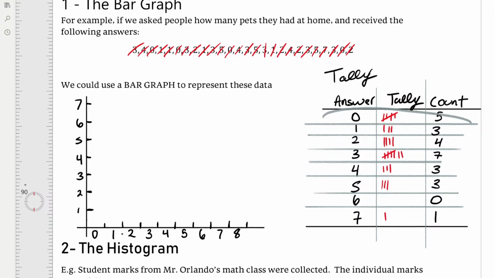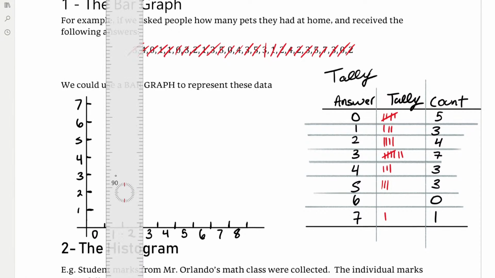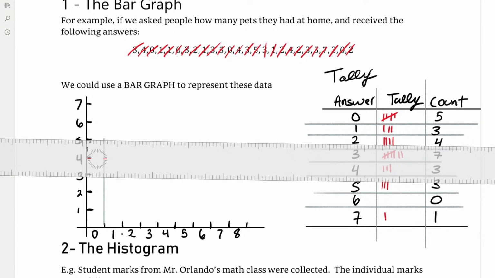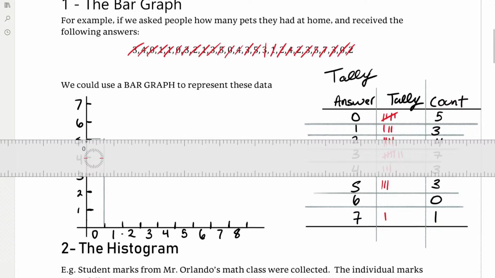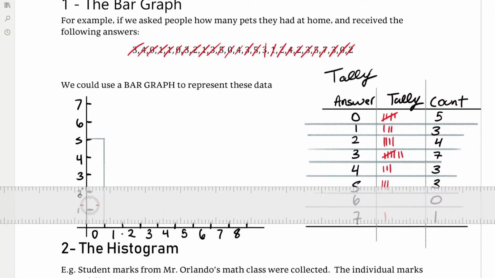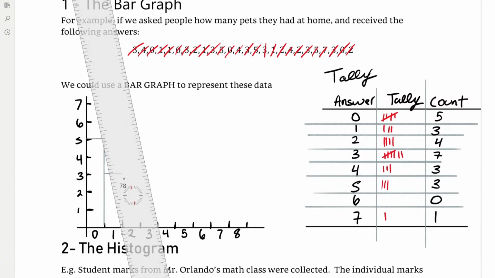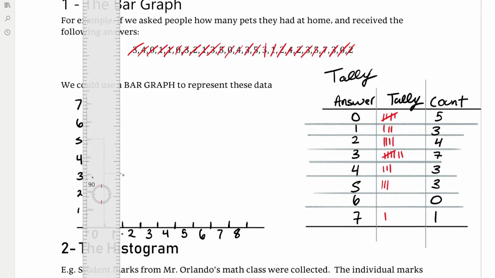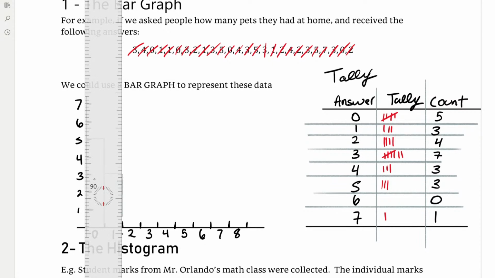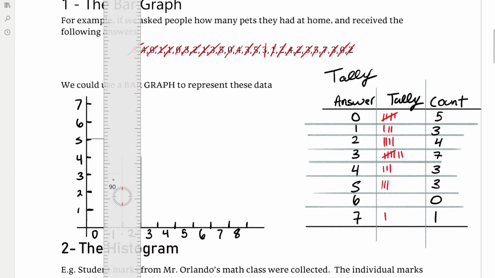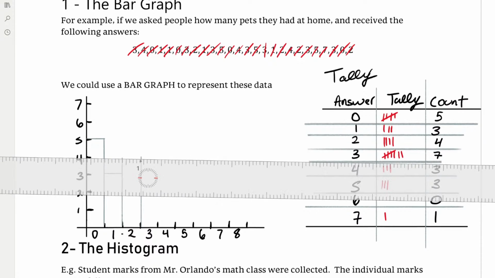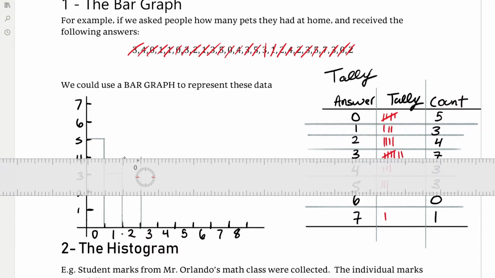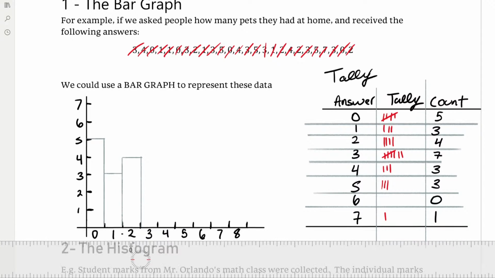For example, I can do this first one here, and I know that I had 5 people who had 0. So we just draw a nice solid line here up to 5. I use a ruler so it's nice and neat looking. And then the next one, I know that 3 people were at 1. And then I know that 4 people were at 2, so I'm going to go there. And then 7 people were at 3.